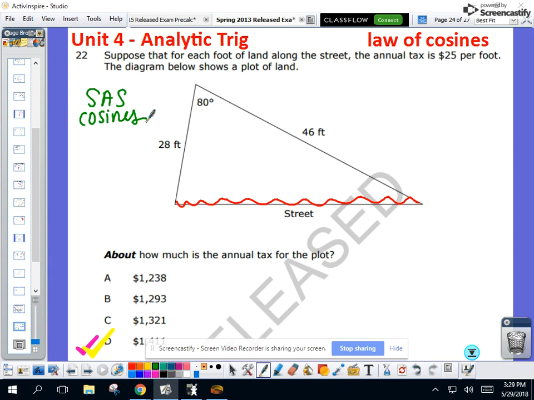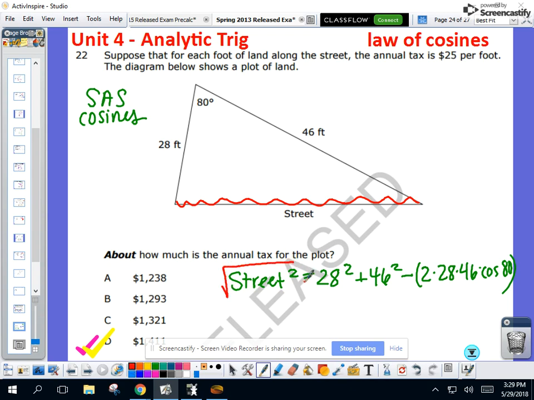When I set this up, this is a formula that will be provided to you, the law of cosines. You've got the side length across from the angle, so we'll call that the street, squared, is equal to both of the side lengths squared, 28 squared plus 46 squared, minus 2 times each of the side lengths again, multiplied by cosine of 80 degrees. I can enter this into my calculator and then take the square root, and that's going to give me the length along the street. The length along the street is about 49.5.